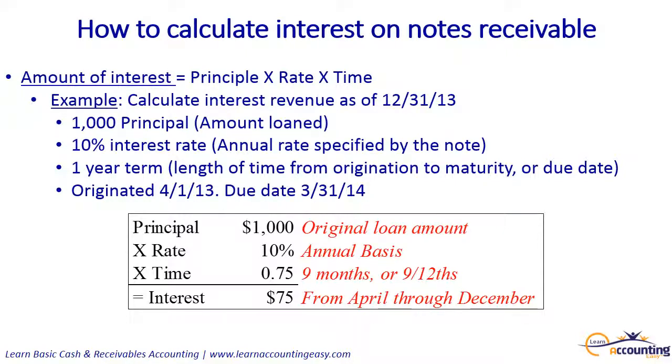So at the bottom box, we see that all we had to do was take the principal of $1,000, multiply that by the rate of 10%, which is an annual rate, and multiply that by the time factor. In this case, as of December 31st, 2013, only 9 months had expired. Well, we couldn't multiply the 1,000 by the full 10% because that was an annual or a 12-month rate. What we had to do is take 9/12 of the rate, so 0.75. We multiply that by the rate, and in the end, we get to the interest amount of $75 at the bottom.